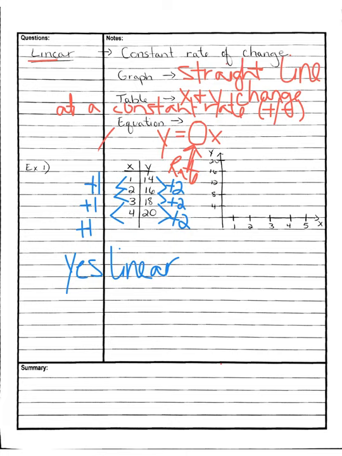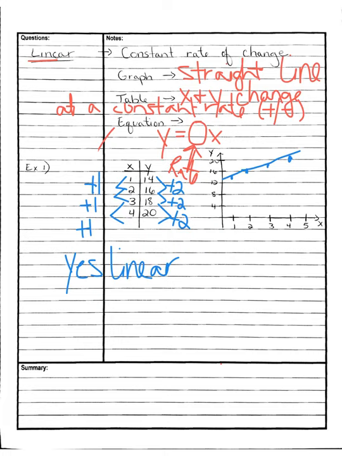So let's graph it. We're going to go over 1 up 14. We're going to go over 2 up to 16. Over 3 up to 18. Over 4 up to 20. So we can see, if we were to connect it, that those are in a straight line. Hard to tell when you're not using graph paper.